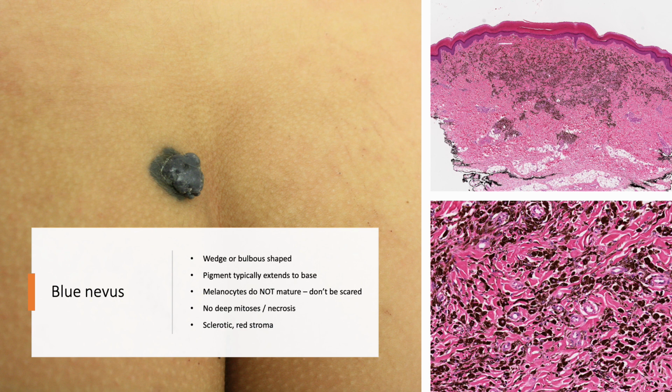This means the top and bottom cytology looks the same, but don't be alarmed. This is just the nature of blue nevus. No real maturation, but it's benign as long as you don't see deep mitosis and necrosis. If you see those, you should think about a blue nevus-like melanoma, but again, that's above your residency level.